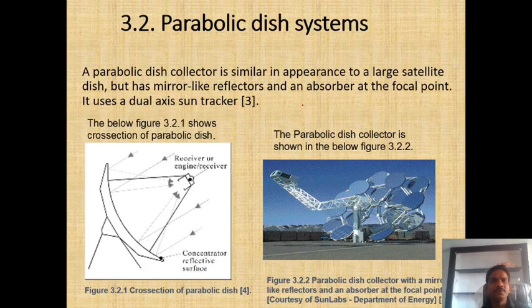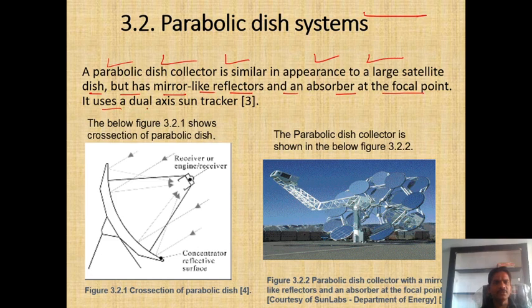If you understand this better, the parabolic dish system: a parabolic dish collector is similar in appearance to a large satellite dish, but has mirror-like reflectors and an absorber at the focal point.